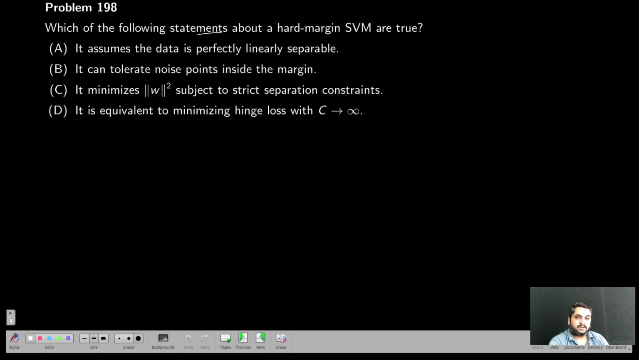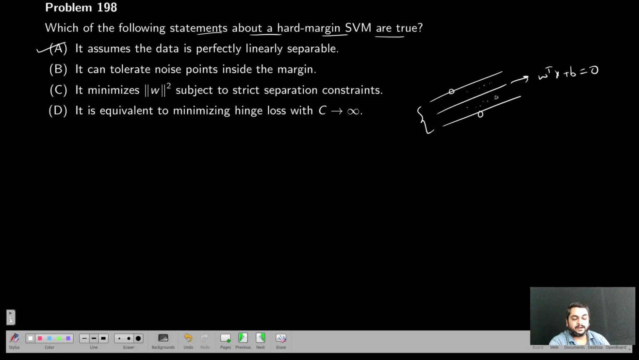Which of the following statements about hard margin SVM are true? In hard margin, it assumes the data is perfectly linearly separable. Yes, so this is true. That is the assumption. It can tolerate noise points inside the margin. No. So if this is the margin, these are the support vector hyperplanes, and this is the optimal hyperplane. In hard margin, we are not allowed any points here. This is strictly not allowed, whereas in soft margin, it is allowed. So this cannot tolerate.